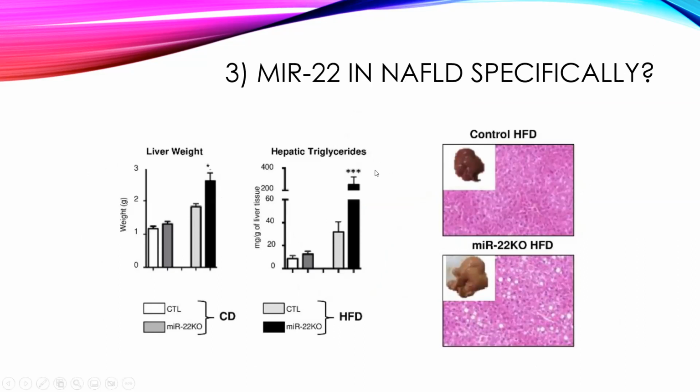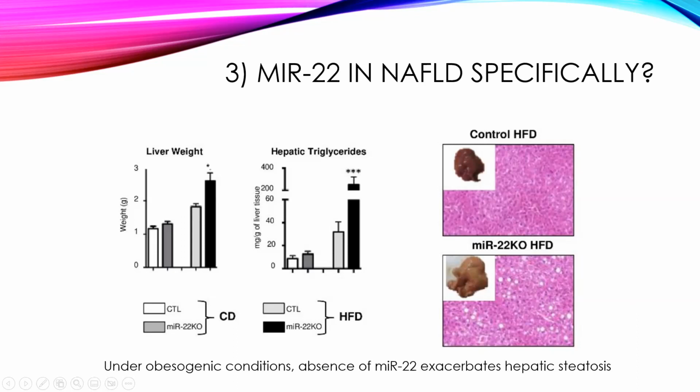When we look at hepatic triglyceride content, so lipid content inside of the liver, already wild-type mice that were on a high-fat diet had increased levels, which was expected, but miR22 knockout mice had astonishingly much more lipids compared to the wild-type mice. And this was also observed on a histological level. So it seems that under obesogenic conditions, the absence of miR22 exacerbated also hepatic steatosis. And this was only after 3 months of diet.